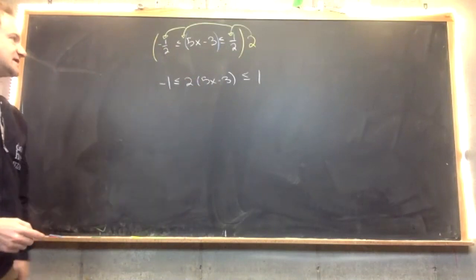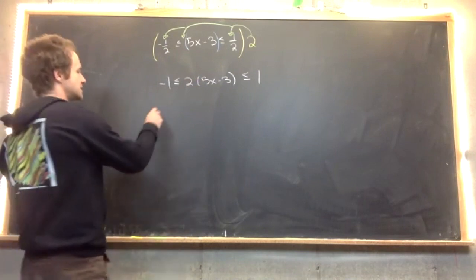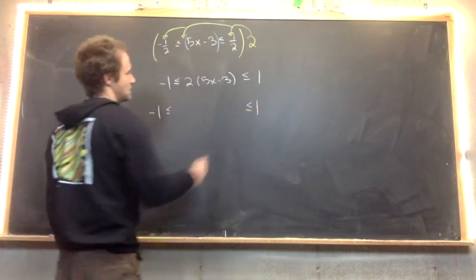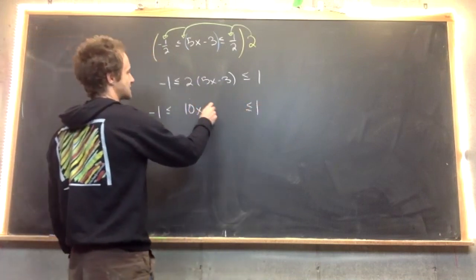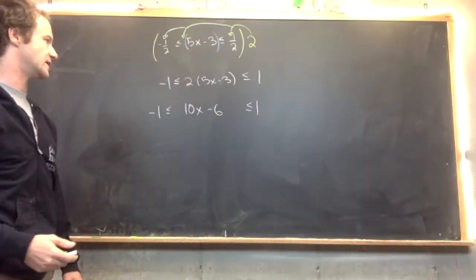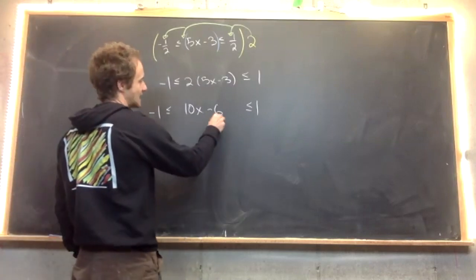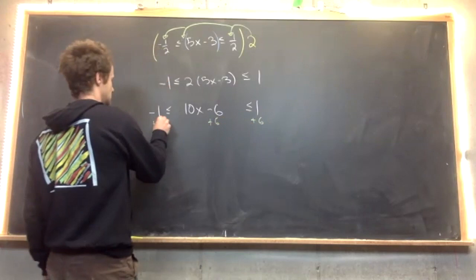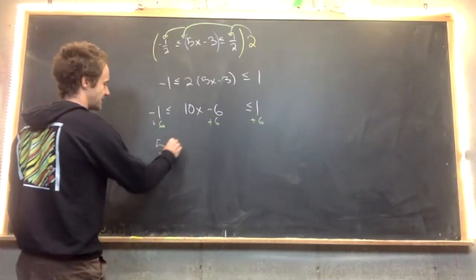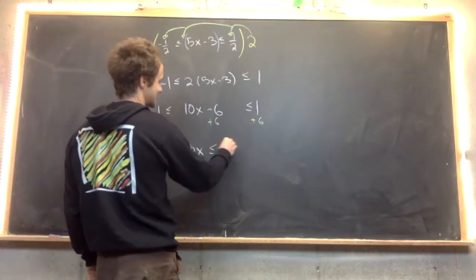Now I want to go ahead and simplify the interior of that inequality. So I'll just rewrite the first and the last bit of it. And now this will be 10x minus 6, just from distributing the 2 onto the 5 and onto the 3. Now I can start getting the x by itself. So I can add 6 to both sides. So let's see, negative 1 plus 6 is going to be positive 5, less than or equal to 10x, less than or equal to 7.